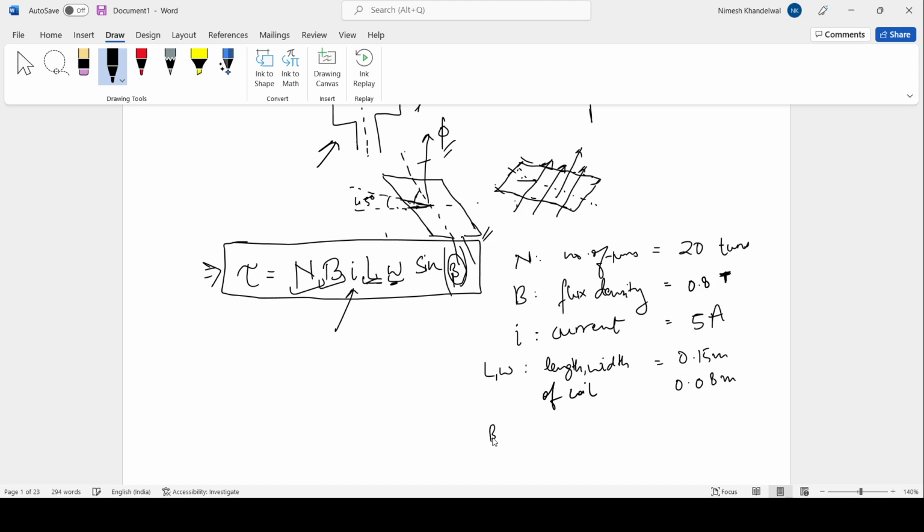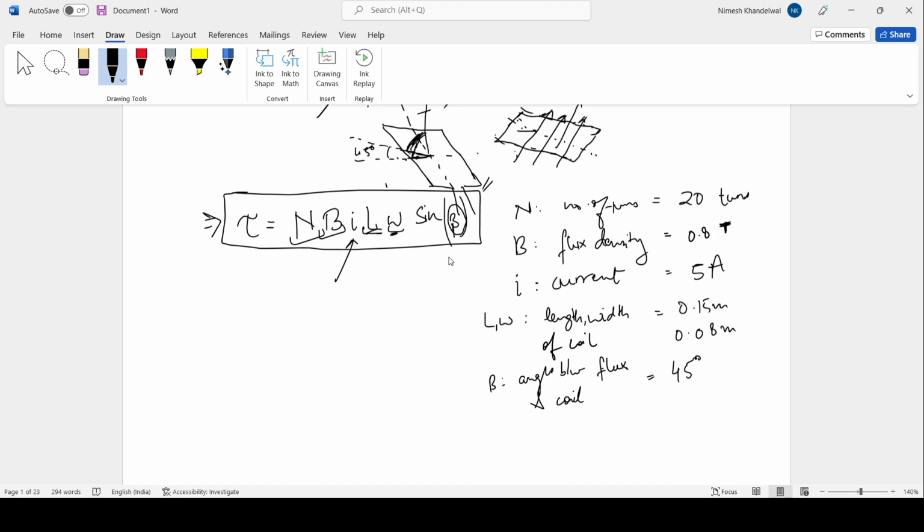Your beta is the angle between your flux density, or basically your magnetic field, and your coil. Basically, what is the angle that the coil makes from the direction of the flux density. In this case, this is given as 45 degrees.